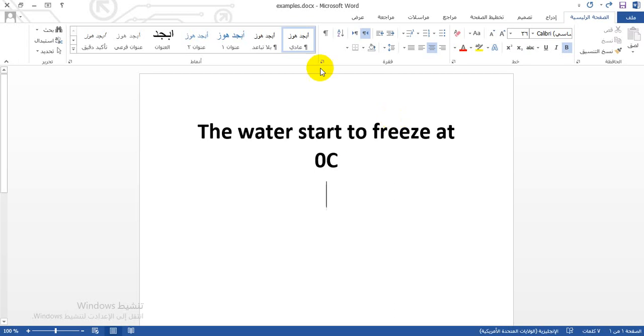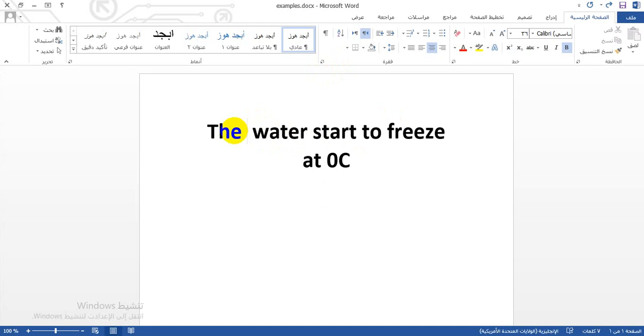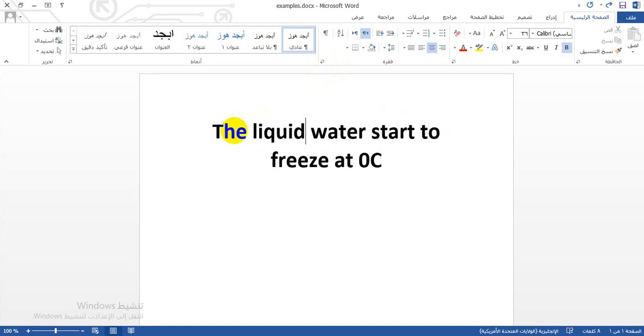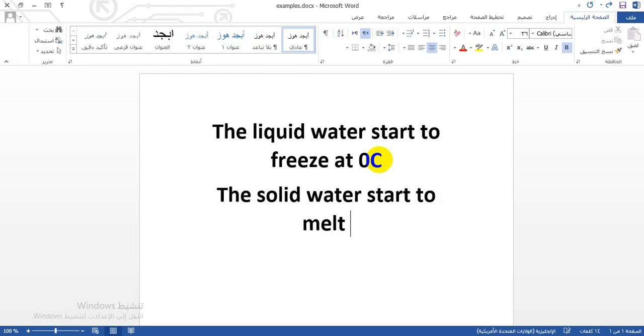And this is the water, the liquid water. That's what I mean. I will write here the liquid water so you understand it well. Okay, the liquid water starts to freeze at 0 Celsius degrees. And what now about the solid water? The solid water starts to melt at which degree, guys? Also 0 Celsius. Okay guys, that's what I mean. So the liquid water starts to freeze at 0 Celsius degrees, and solid water starts to melt also at 0 Celsius degrees.